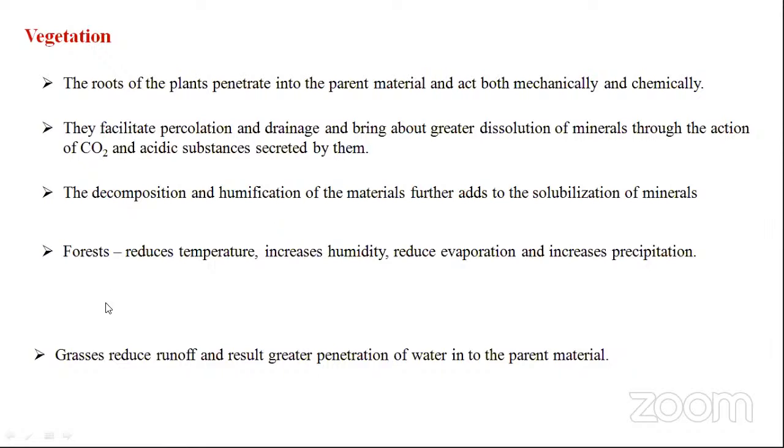At the same time, when grasses are grown, these grasses reduce the runoff and result in greater penetration of water into the parent material. So what will happen when the grasses grow very high? They reduce the runoff of water. When the runoff is reduced, the water molecules easily join with the parent material. That is called hydration, the addition of water. So this is the importance of the vegetation.